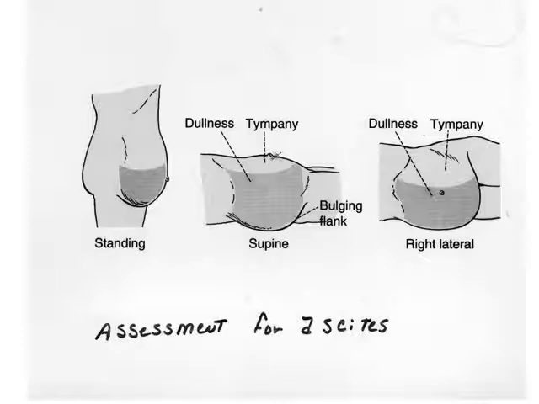And here's just showing that the fluid goes to the dependent areas. So, depending on if they're in bed or standing or which side they're lying on, it's going to be dull in the dependent area as far as percussion, because the fluid-filled area is going to result in that dullness. And you'll have more of a tympanic sound at the top of the area where there's air and not fluid.